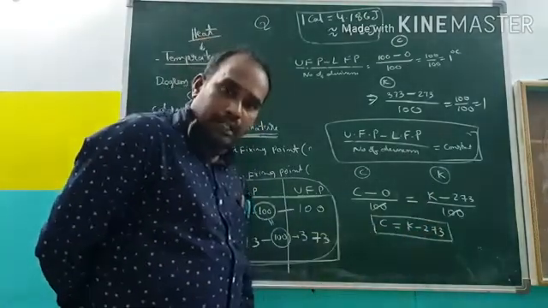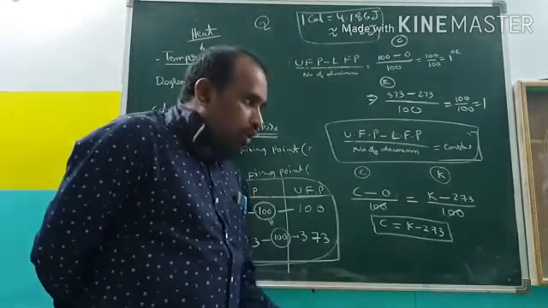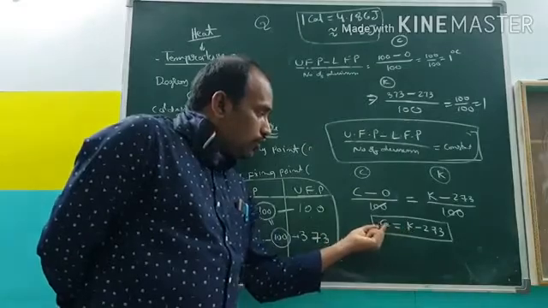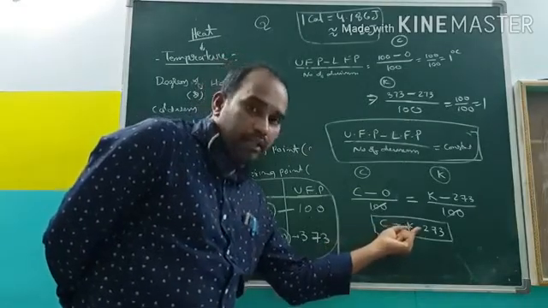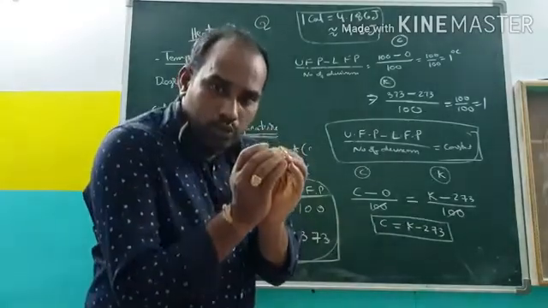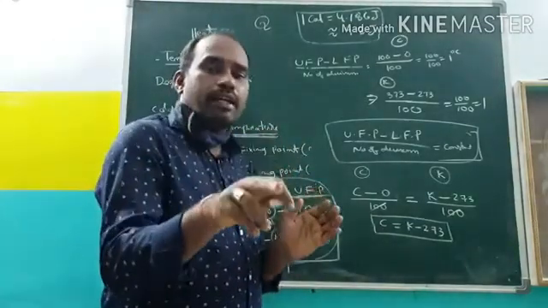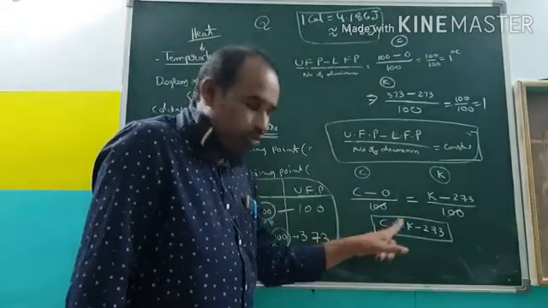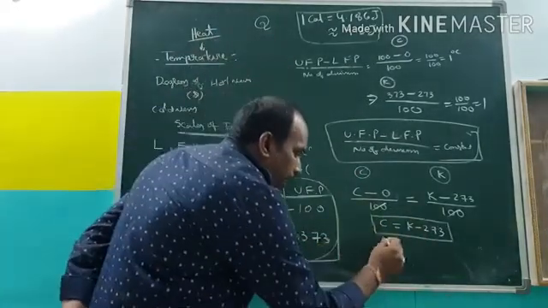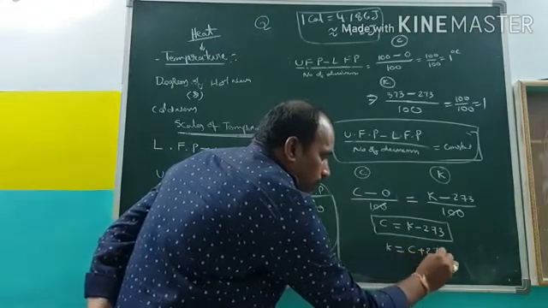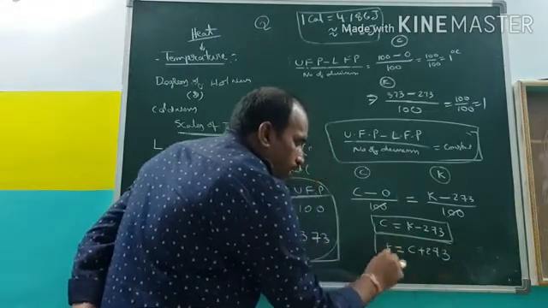So what is the meaning? We have a Kelvin scale value that is converted to Celsius. What are you doing? Subtracting 273. Kelvin scale value minus 273 gives the Celsius scale value. Like that, I am writing K. K is equal to how much? C plus 273.